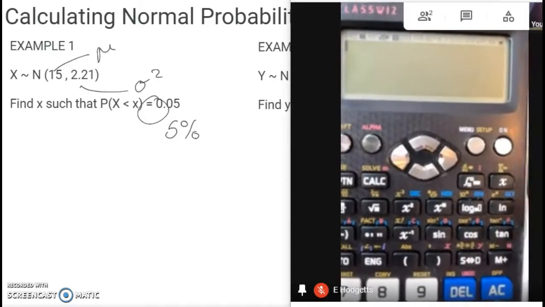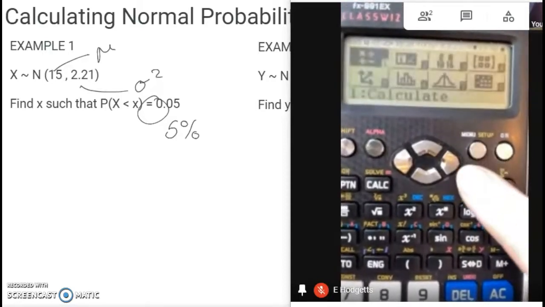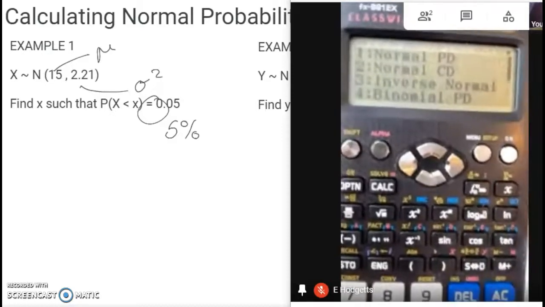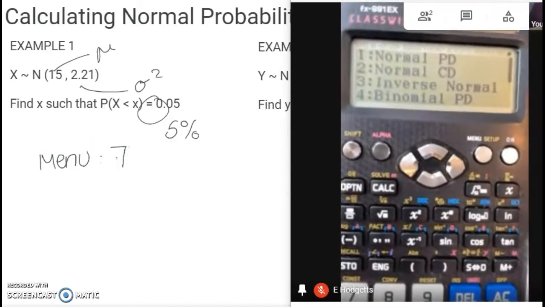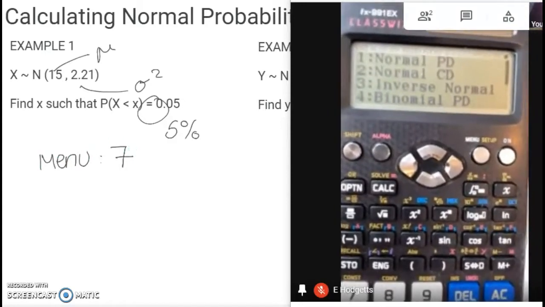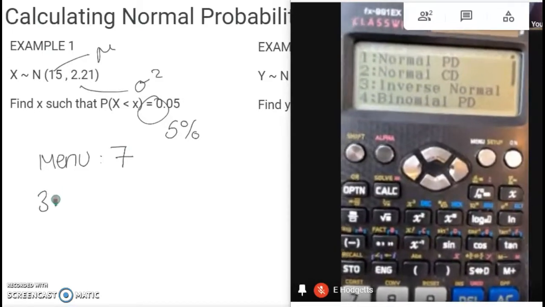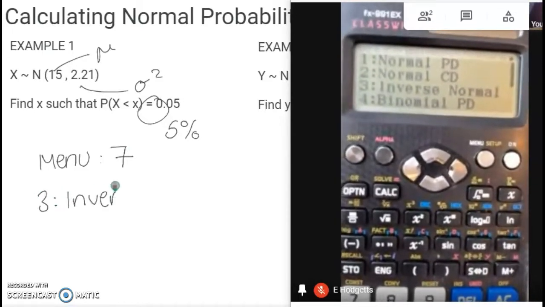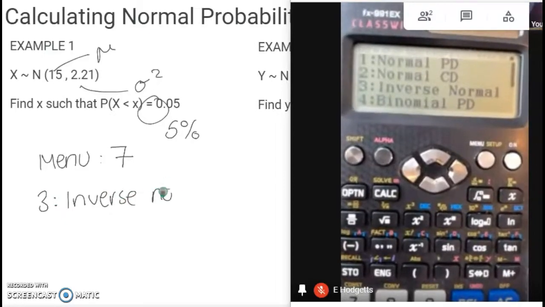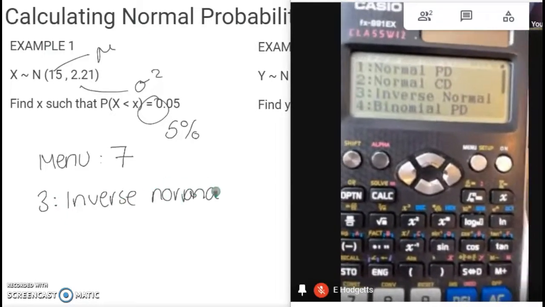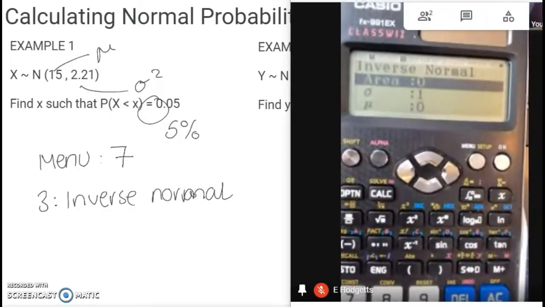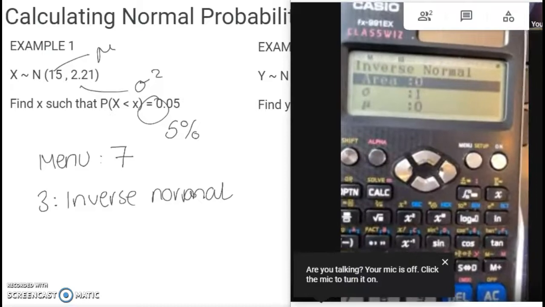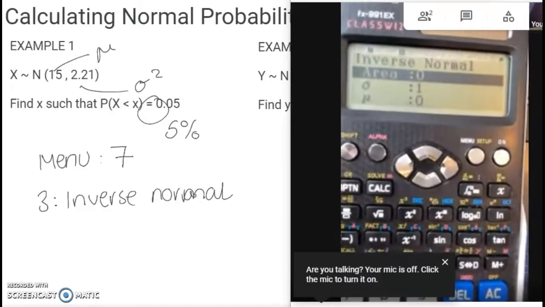So on the calculator, I'm going to go menu 7, just going to write this down so you can see. So menu 7, and I'm working backwards. So we've done this before, but we're going to go for number 3, inverse normal, because we're working backwards, so number 3. And when we get to inverse normal, it asks me for an area, it asks me for a sigma, and it asks me for a mu.